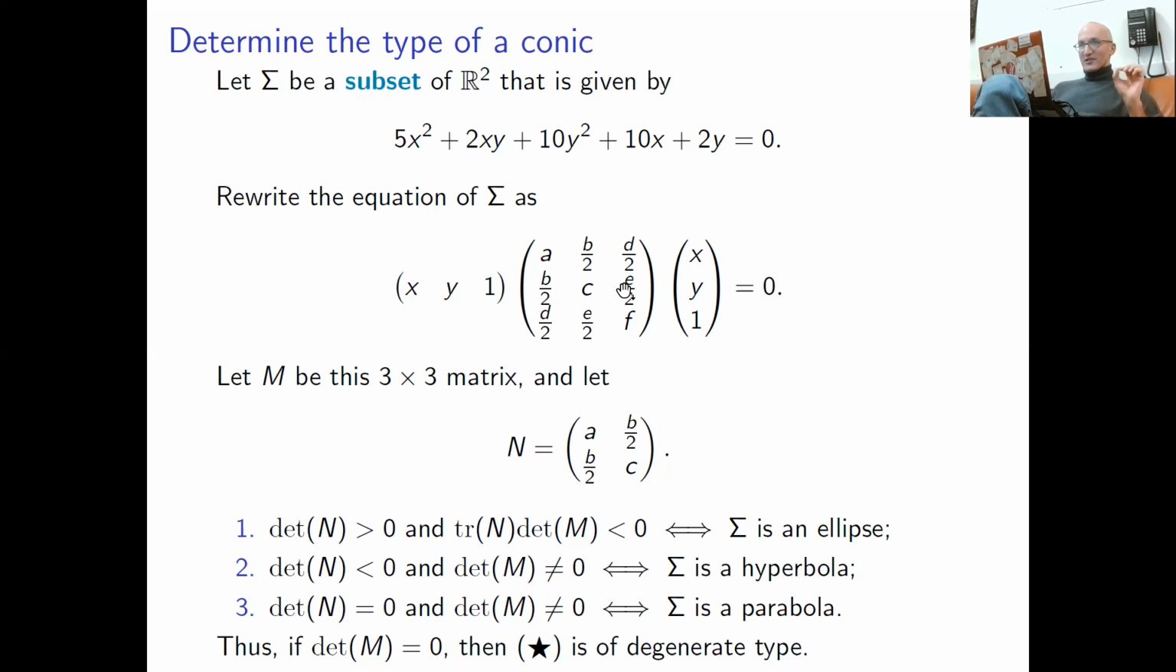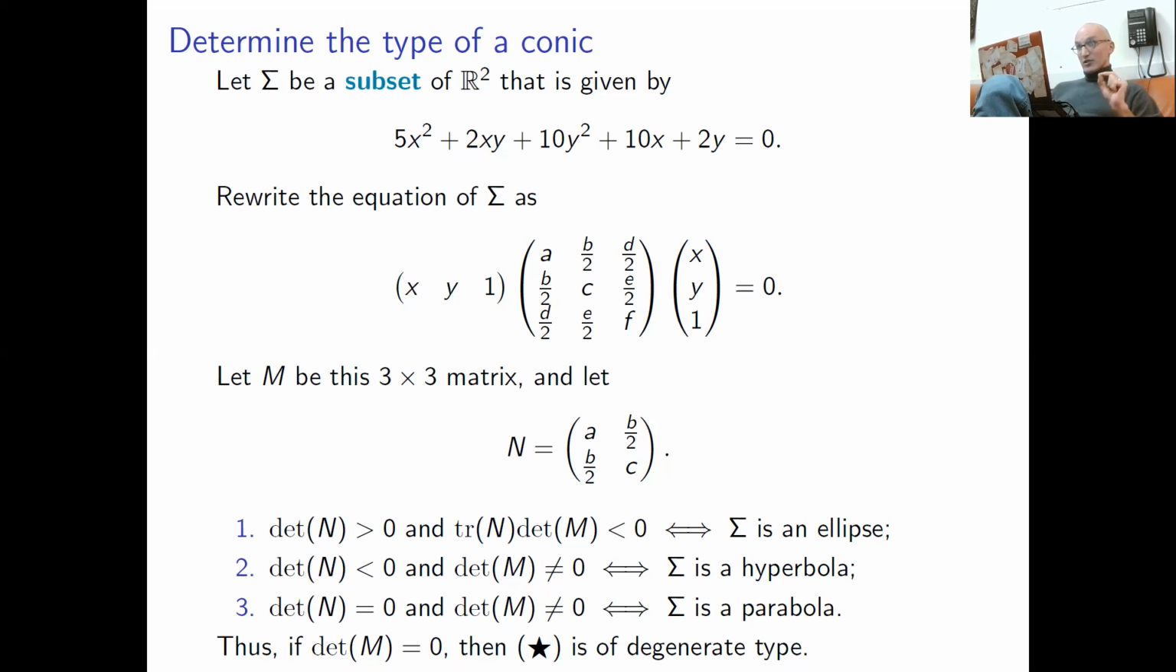Almost like this. I'm thinking about it, it's almost like this because I'm thinking in a complex world. In the complex world, this is if and only if. In the real world, we have to be a little bit more accurate. So first of all, if its determinant is 0, it's definitely of a degenerate type, for sure.